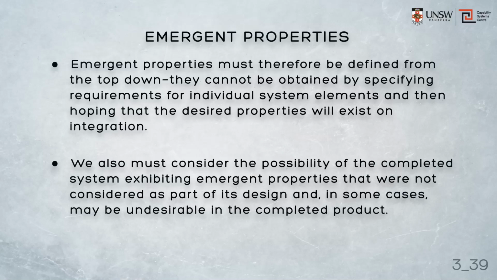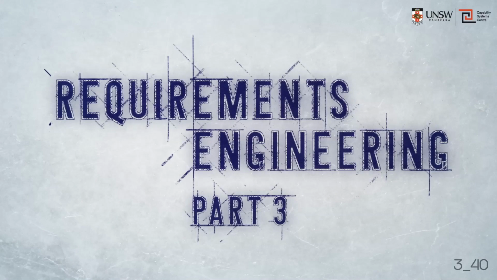Of course, as I said before, we must also consider the possibility of the completed system exhibiting some emergent property that hadn't been considered as part of the original design, and in some cases may be undesirable in the completed product. That is, we have to understand that when we are putting subsystems or system elements together to interact, some of those interactions may well be unforeseen.